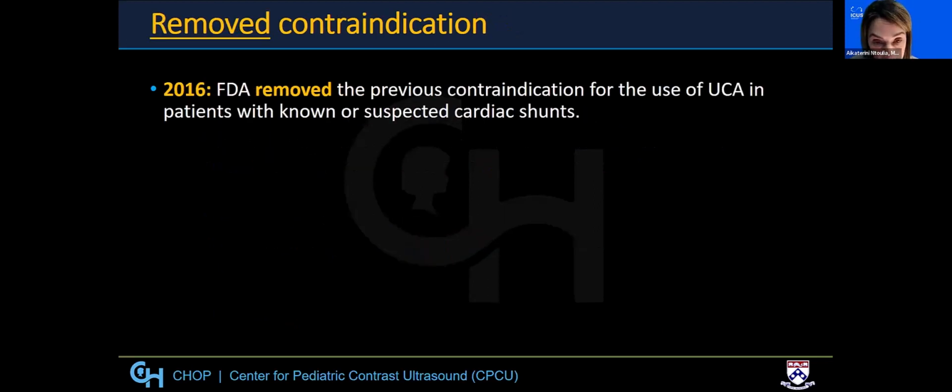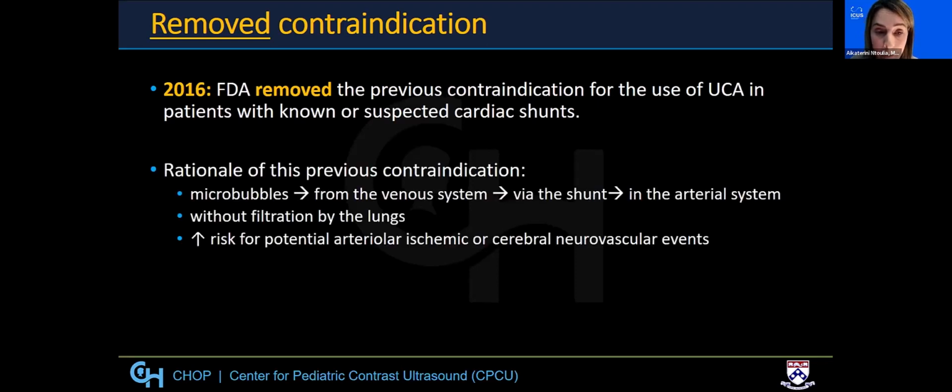In 2016, the FDA removed from the package insert the previous contraindication for the use of ultrasound contrast agents in patients with known or suspected cardiac shunts. The rationale for this previous contraindication was based on the theoretical risk that microbubbles could pass from the venous system via the shunt directly into the arterial system without filtration by the lungs, with a potential for ischemic events.